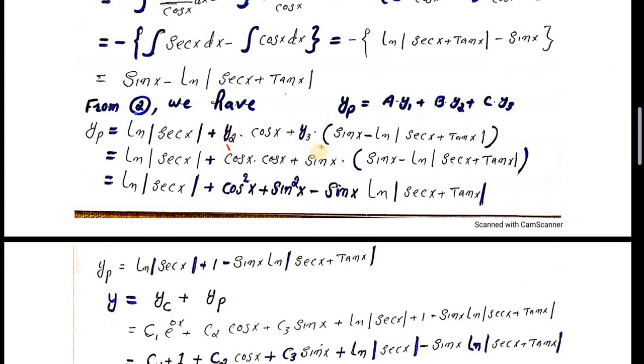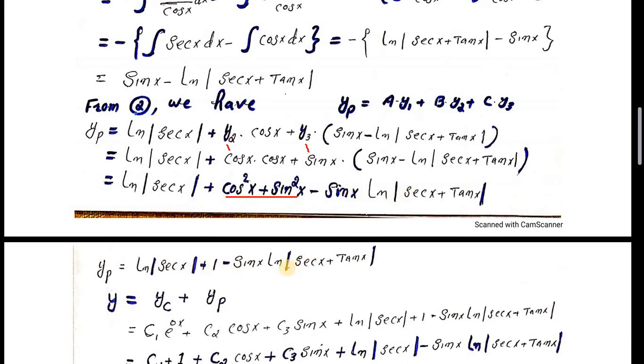y2 which is here. Now this is y3 whose value is here. Now cos into cos is equal to cos square. Sine into sine is equal to sine square. This sine into this one is this one. Now cos square plus sine square is equal to 1. So yp is equal to log of secant plus 1. From here the value of this sum is equal to 1, and this term will be here.